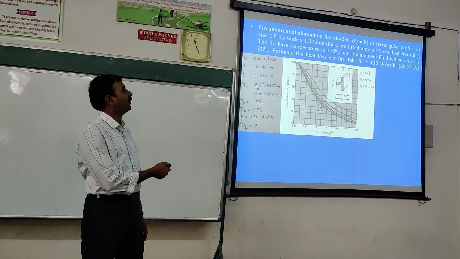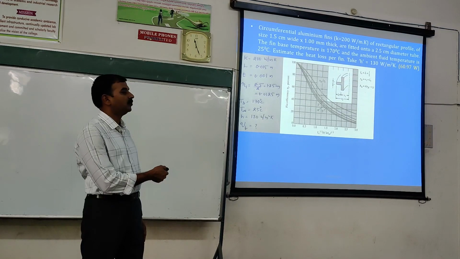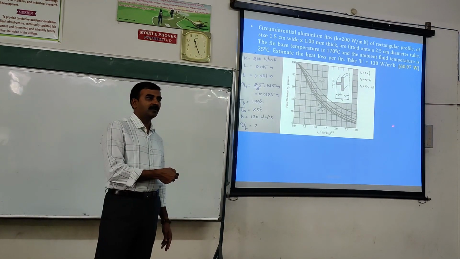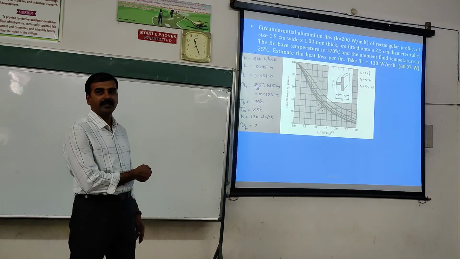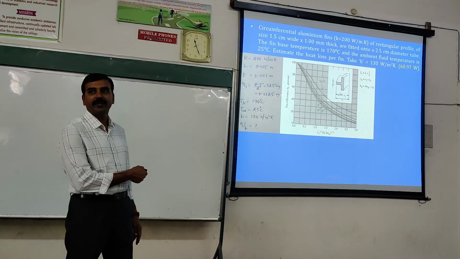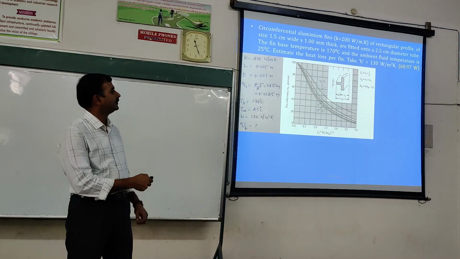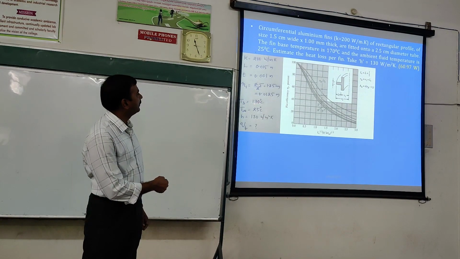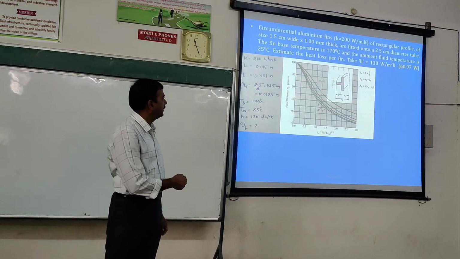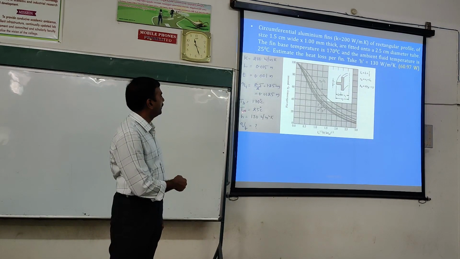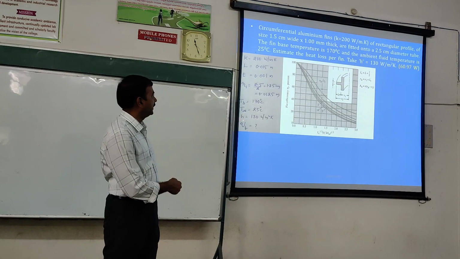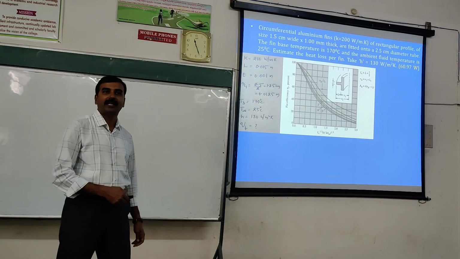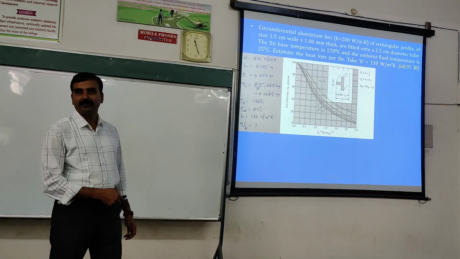Fitted on a 2.5 centimeter diameter tube. The tube is the base surface, right? So R1 is equal to 2.5 by 2, right? And then the base temperature is 170 degrees centigrade and the ambient fluid temperature is 25 degrees centigrade. The heat transfer coefficient is given, and we need to find the heat transfer from the fin.